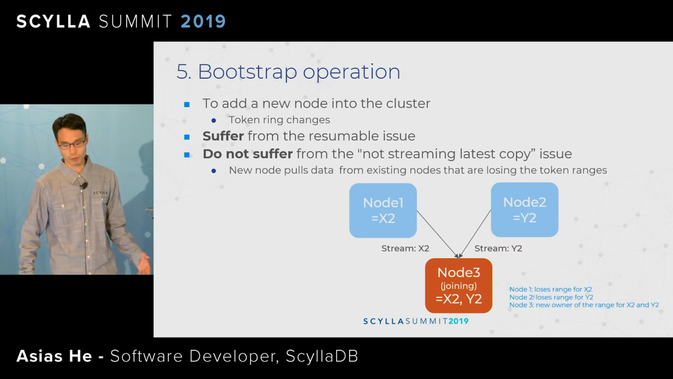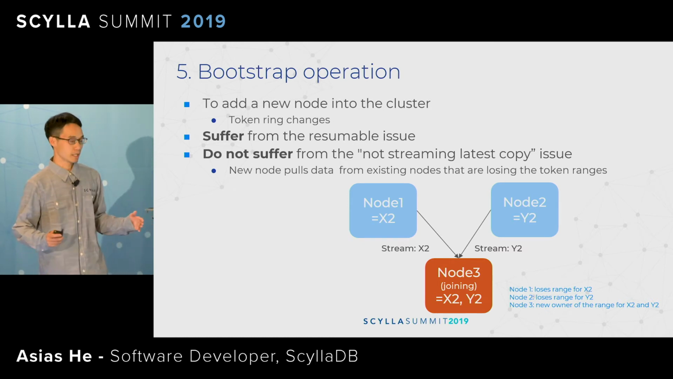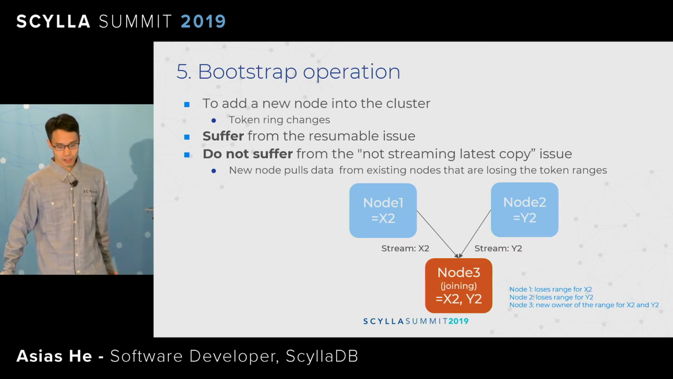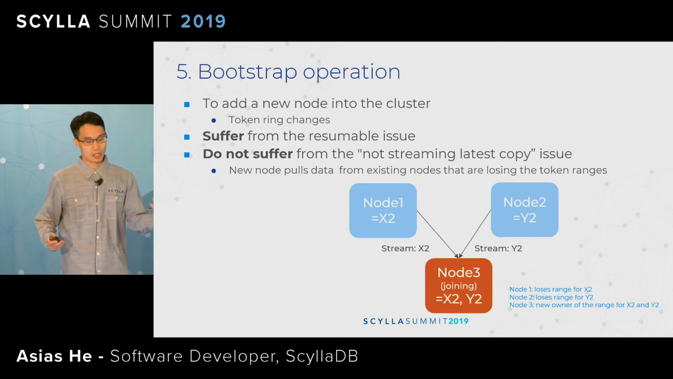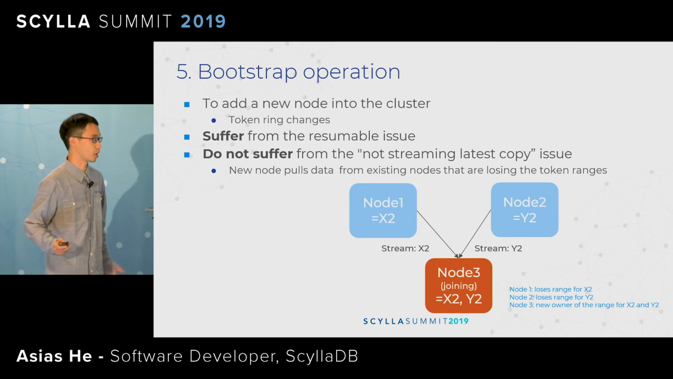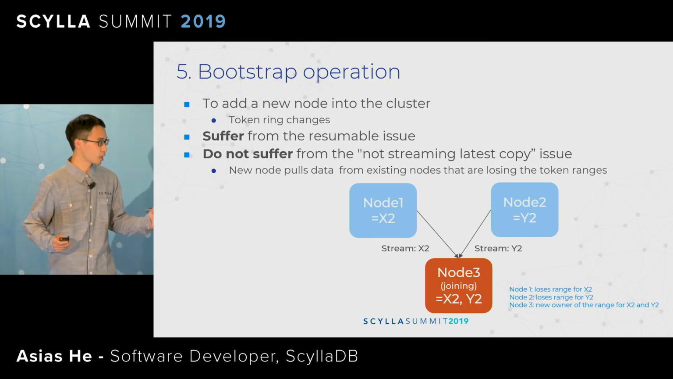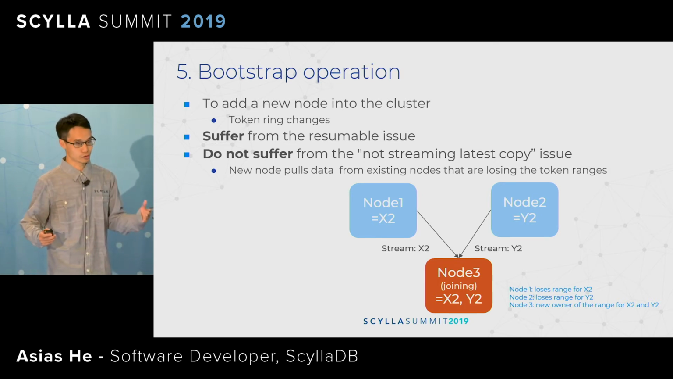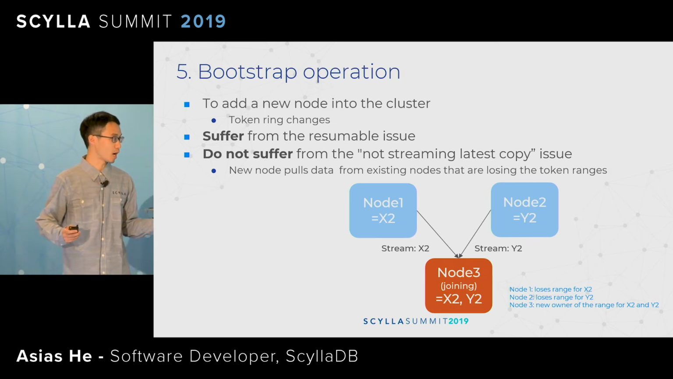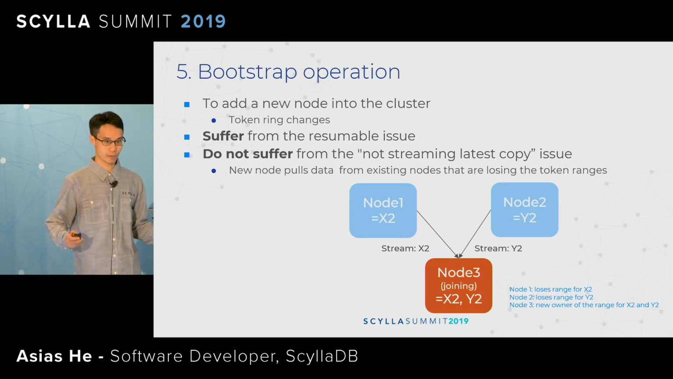The last one is the bootstrap operation. When you want to add a new node to the cluster, you use a bootstrap operation. Again, it suffers from the resumable issue, but not the latest copy issue. That is because the new node pulls data from existing nodes that are losing their ranges. Here's an example. Node 3 joins, and nodes 1 and 2 will send the data because node 3 is the new owner of these token ranges.